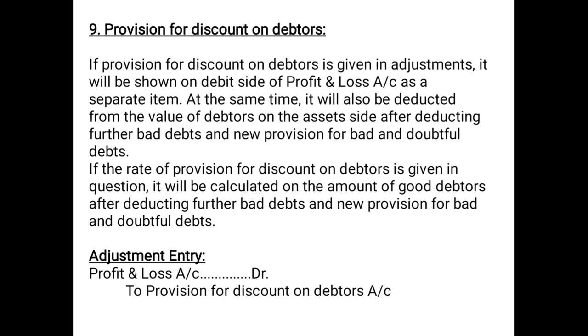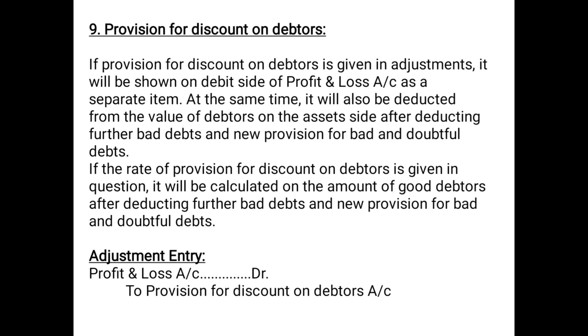And this provision is calculated on the amount of actual debtors which is expected to be good. That means none of them will become insolvent or no amount will be bad debt. So that is quite obvious that if the amount of provision for discount on debtors is given in absolute amount, then we can do the calculation with absolute amount. On the other hand, if the amount is given in percentage, then this percentage for provision for discount on debtors will be calculated on the amount of debtors after deducting further bad debts and new provision for bad and doubtful debts. That means this will be the last item to be calculated and deducted from the value of sundry debtors.